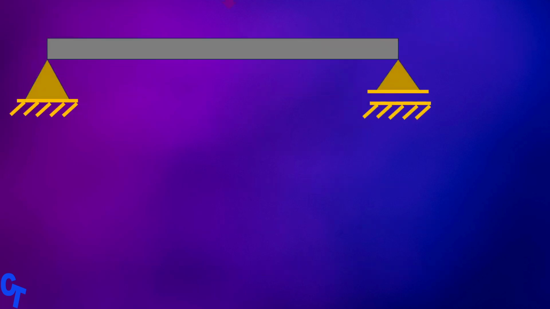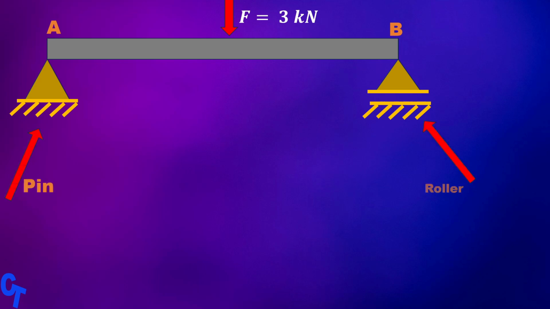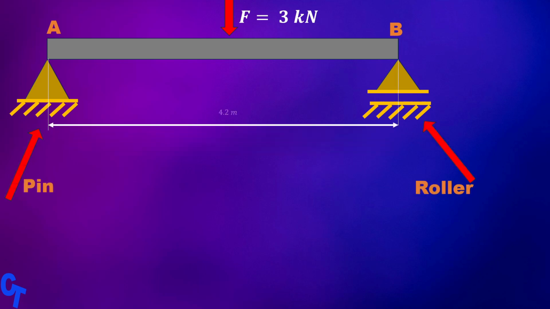Now let's look at an example. A simply supported beam shown in the diagram has a circular cross-section of diameter of 100 millimeters. A load of 3 kilonewtons is applied at its mid-span. The material from which the beam is made is steel, for which E equals 210 giganewtons per square meter. Determine the deflection at a point 3 m from support A. Support A is a pin and B is a roller. The length is 4.2 meters and the force is acting at the center.